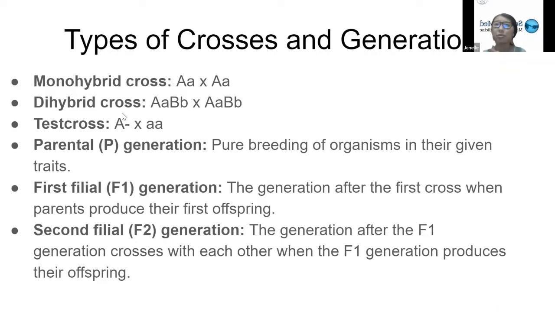Now for a dihybrid cross, that's when for two traits, they're both heterozygous. So here we have A and B being two different traits, and we have a big A, little a, and big B, little b, crossing with a big A, little a, and big B, little b.